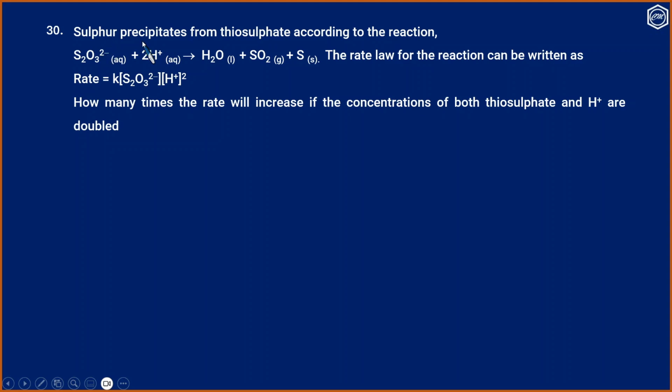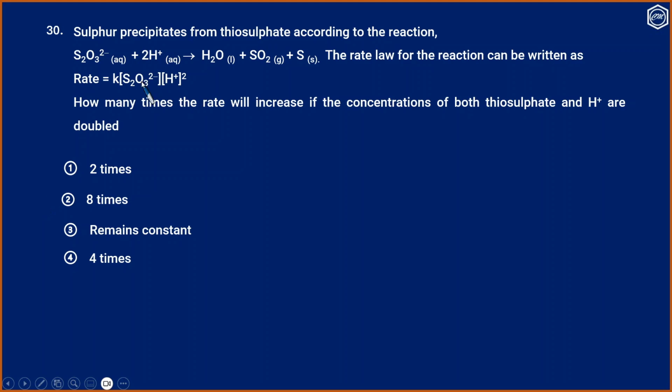Question number 30. Sulfur precipitated from thiosulfate according to the reaction thiosulfate plus H plus giving water plus sulfur dioxide plus sulfur. The rate law for the reaction can be written as rate is equal to K into concentration of S2O3 2 minus into concentration of H plus raised to 2. How many times the rate will increase if the concentration of both thiosulfate and H plus are doubled? Option 1, 2 times; option 2, 8 times; option 3, remains constant; and option 4, 4 times.